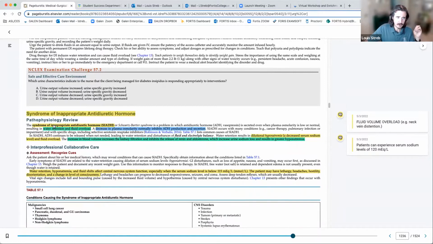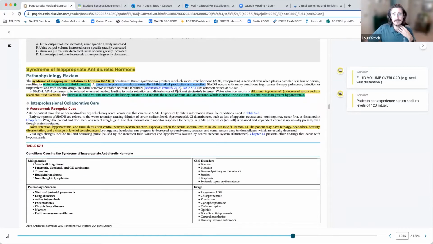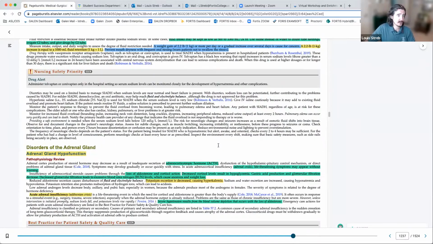And then for your syndrome of inappropriate anti-diuretic hormone, it could be very well just something not so sinister. It could be a decrease in your osmolarity due to something else, fluid volume over whatever. It could be heart failure. There's a lot of reasons it can lead you to stuff. I'm not trying to get into that. I just want you to know what to look out for, things that are going to kill your patient. That's what we're going to test you over.